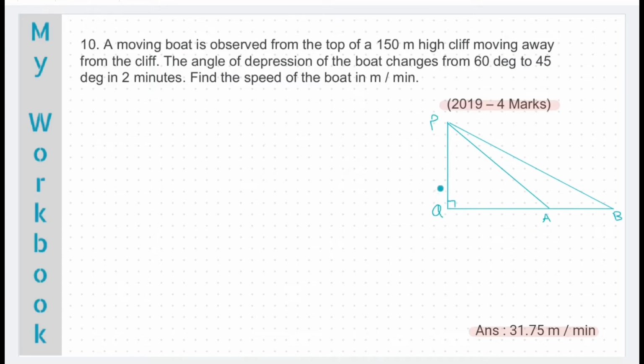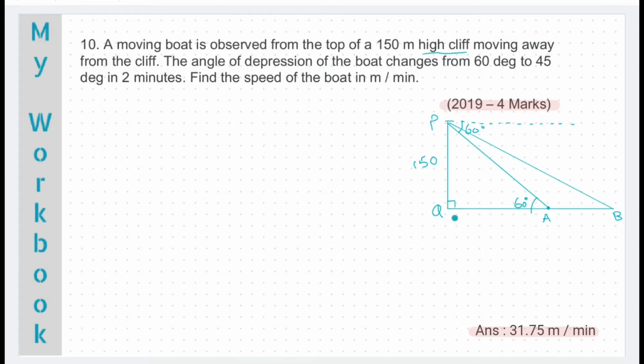Let me explain the diagram now. PQ is the cliff, which is 150-meter high. From the top of the cliff, we observe a boat. Let it be at point A, and the angle of depression is 60 degrees. So let's draw a horizontal. For point A, the angle of depression is 60 degrees, so the alternate angle here will also be 60 degrees.